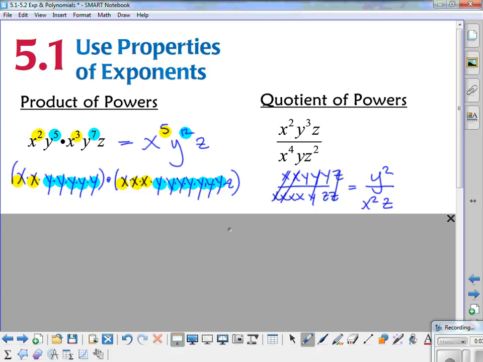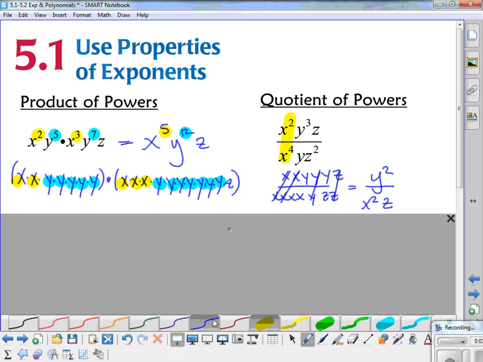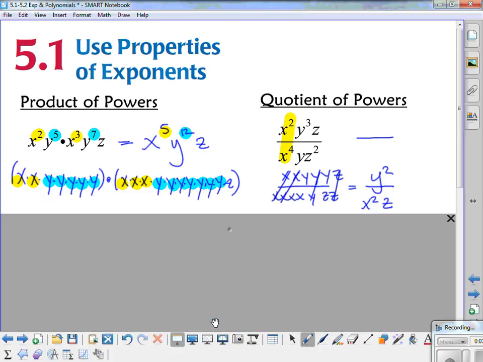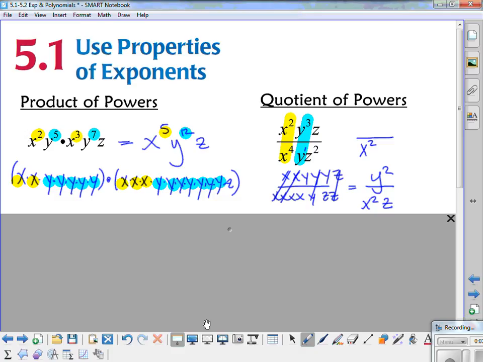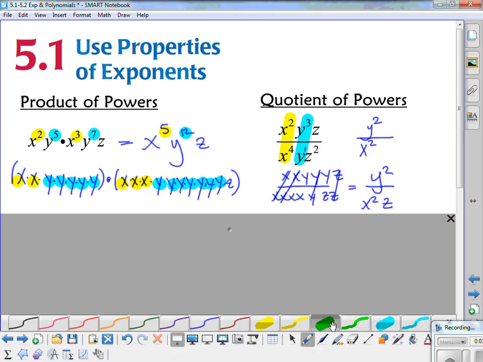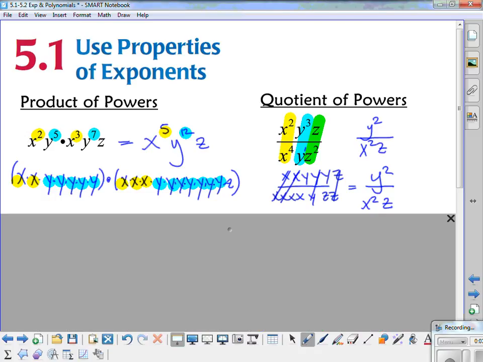So what I usually do when I'm doing these problems is I just look at the fraction. I say, okay, I've got x's on the top and the bottom. Are there more x's on the top or the bottom? On the bottom. How many more are on the bottom? 2. So that means I've got x squared on the bottom. Then I look at my y's. I've got a y cubed and a y. And of course that y on the bottom is to the first power. So are there more y's on the top or the bottom? On top. How many more? By 2. So I've got y squared on top. And then finally I look at my z's. Are there more on the top or on the bottom? How many more are on the bottom? Just 1. So see, you end up with the same answer.